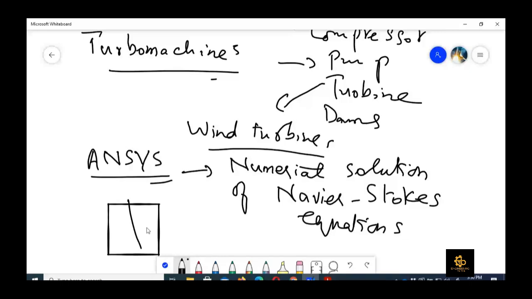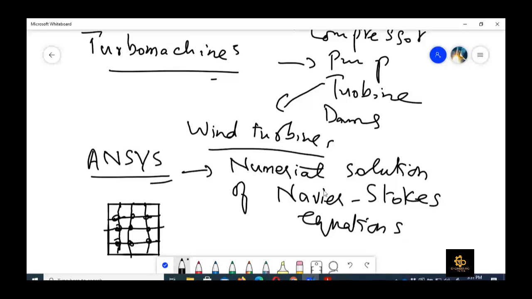Like if we have this domain, we divide it into small segments by generating a grid like this, and then we write the governing equations, which are the Navier-Stokes equations, on these intersecting points, and then we solve them numerically. On these discrete points, we try to find the velocity, pressure, density, and temperature. So that is called the numerical solution. That is not the continuous solution, but the discrete solution of the Navier-Stokes equation. So for that we use ANSYS.